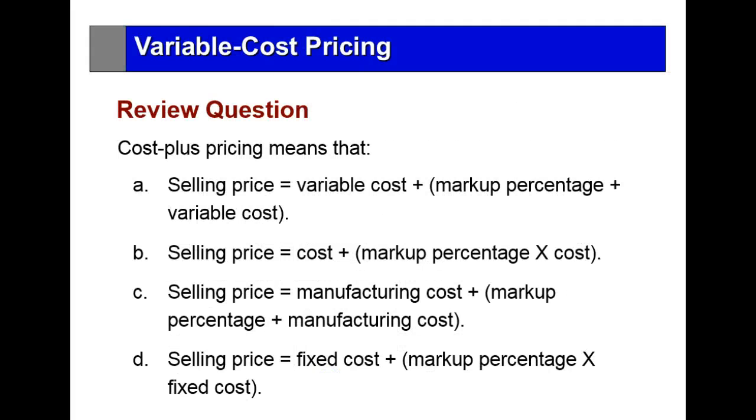Cost plus pricing means that the selling price is going to equal variable cost plus markup percent times variable cost, or selling price equals cost plus markup percent times cost, or selling price equals manufacturing cost plus markup percent times manufacturing cost, or selling price equals fixed cost plus markup percentage times fixed cost. What do you guys think this one is?